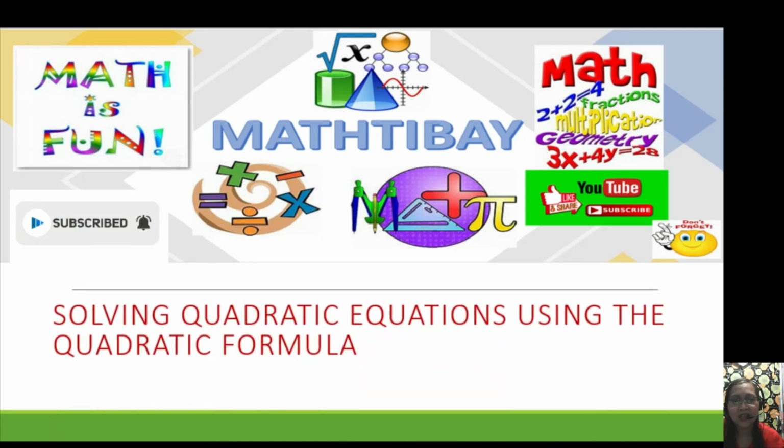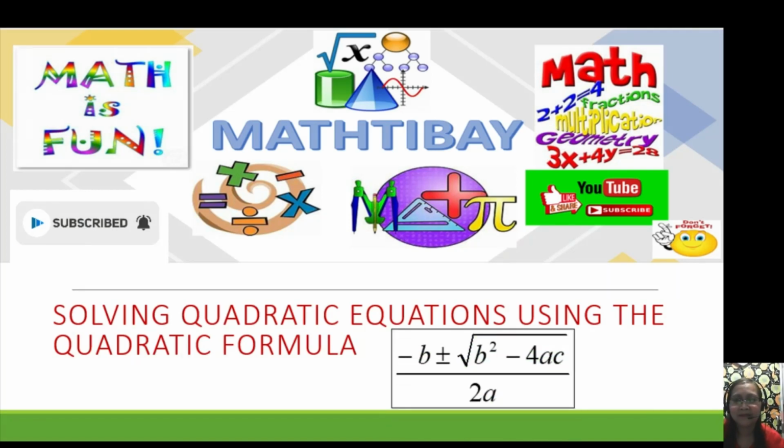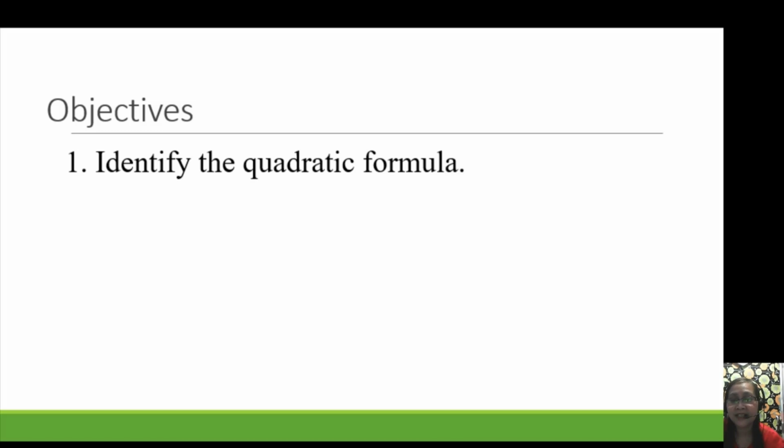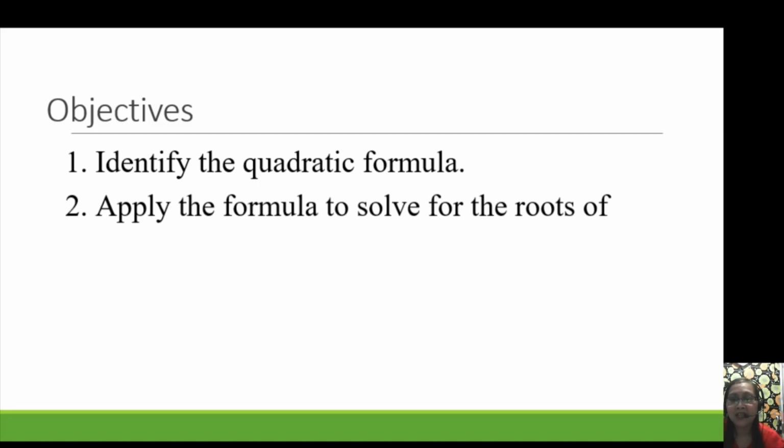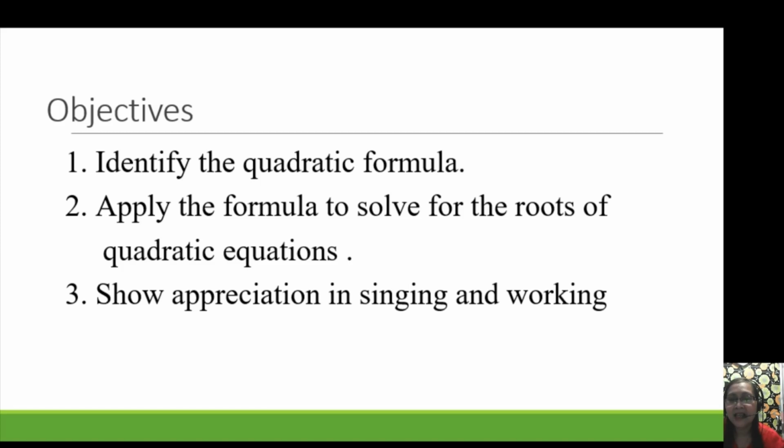Now in this session, you will be learning how to solve quadratic equations using the quadratic formula. Our objectives for this session are: first, you will identify the quadratic formula; second, apply the formula to solve for the roots of the quadratic equations; and lastly, you will show appreciation in singing and working with group activity.